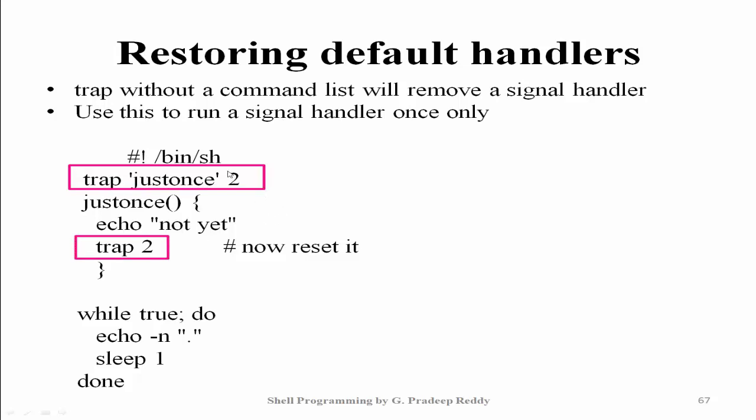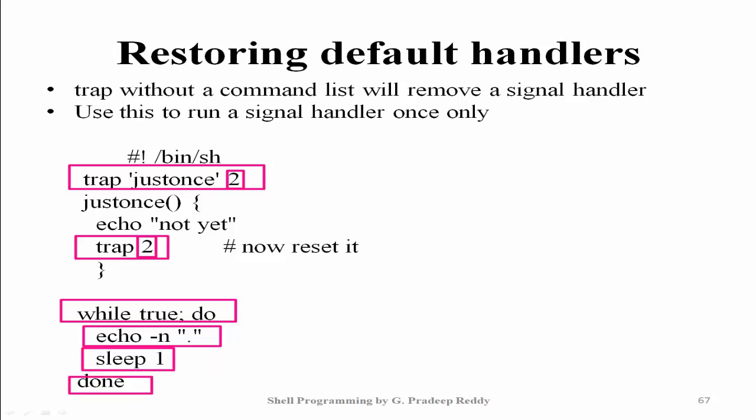For example, here you have specified a trap 1. Now it is reset to 2. Like that you can modify or restore the default signal handlers. So while it is true, you are going to repeat the loop. Otherwise it is going to print the echo n, which is separated by dot. Finally it is going to sleep and it is going to run the statement.